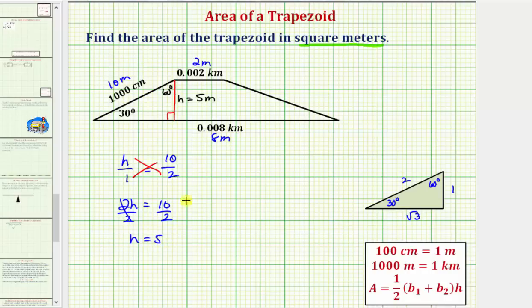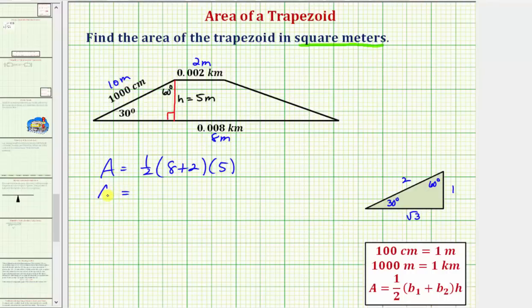And now we have all the information we need in order to determine the area of the trapezoid. The area is going to be equal to 1/2 times the quantity b sub 1 plus b sub 2, which would be 8 plus 2, times h, which is the height, which we now know is 5. So we have 1/2 times 10 times 5. Well, 1/2 times 10 is 5. 5 times 5 is equal to 25. And therefore the area of the trapezoid is 25. And the units would be square meters.